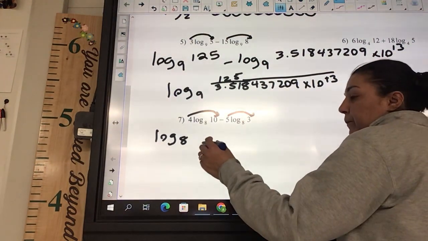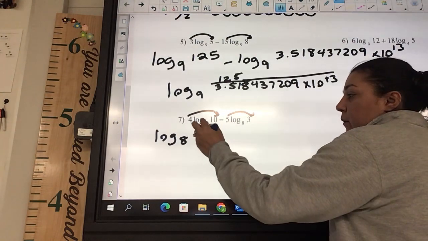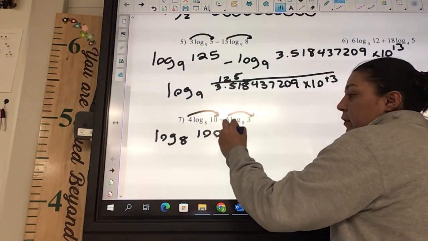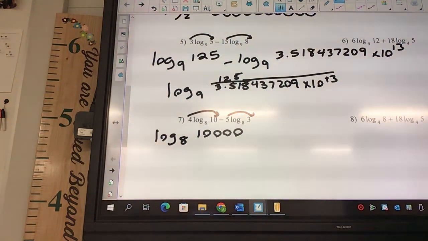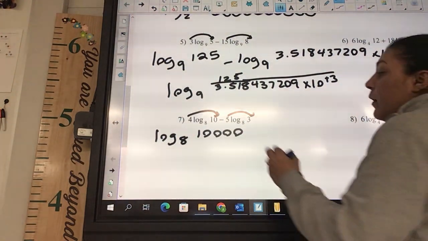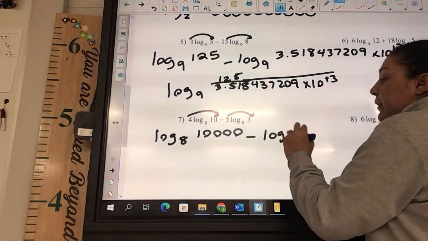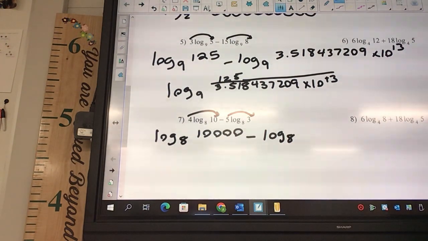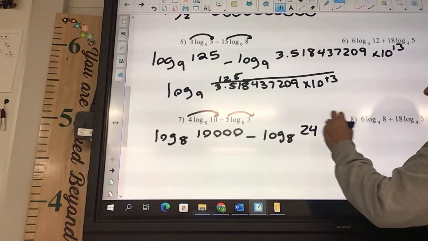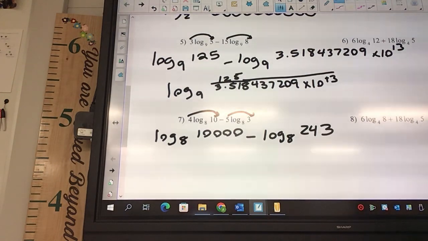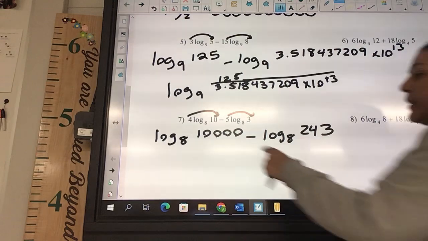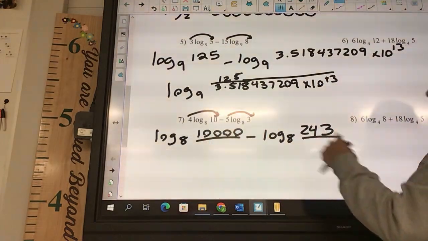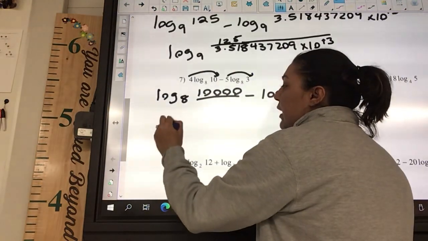What is it? 10,000. Did you do that in your head or on the calculator? That's 10,000. Okay. Minus log 8. What is 3 to the 5th power? 243. Okay. And then what does the minus go with? Division. So what is 10,000 divided by 243? Those numbers are not too big, so you can actually do the math for that.